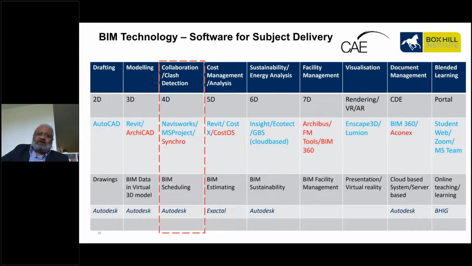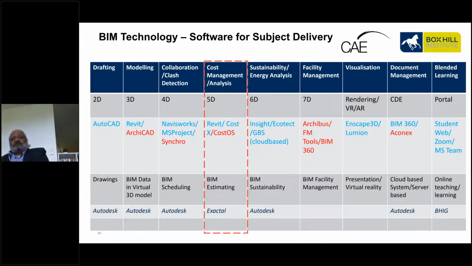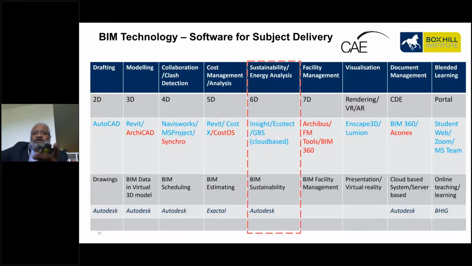In the future, we'll be covering Synchro, and for cost management, we use Revit and Costex. And of course, for sustainability, we'll be learning Insight and Green Building Studio and a bit of Ecotect there. We don't unfortunately cover 7D, the facility management, in this course.